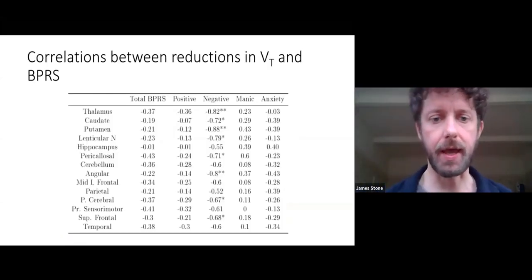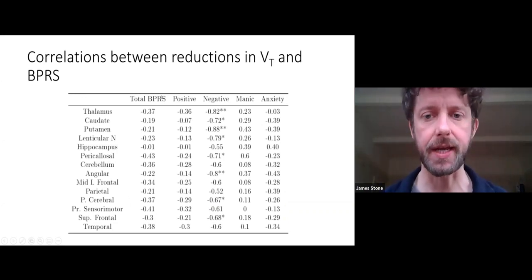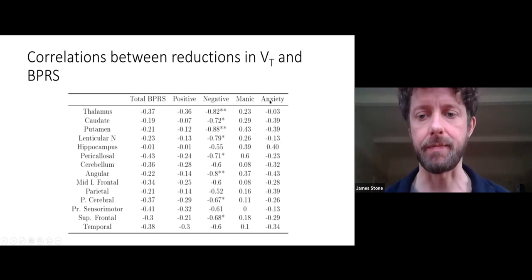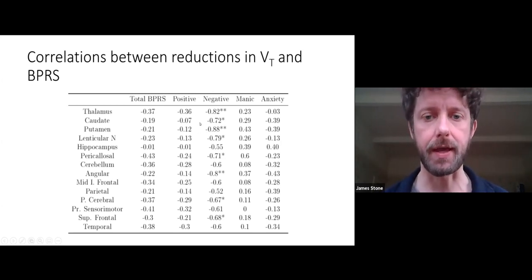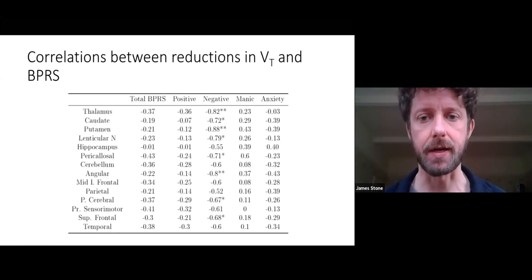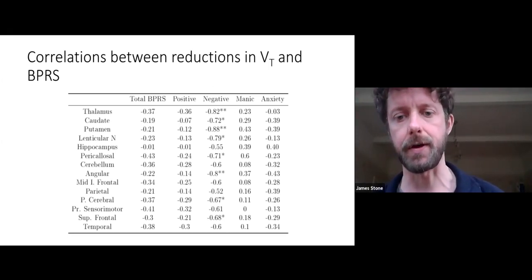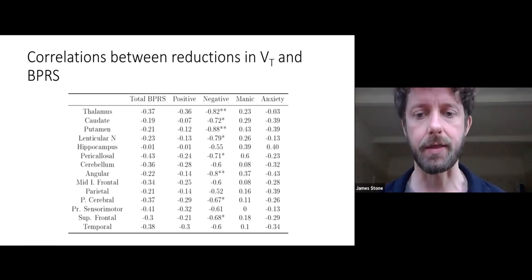We also looked at the correlations in terms of changes in this ketamine binding to the NMDA receptor and schizophrenia-like symptoms. So we used this scale called the Brief Psychiatric Rating Scale, BPRS, which has positive, negative, manic, and anxiety scales. And we found that these reductions in volume of distribution correlated just with negative symptoms. So the more withdrawal type of symptoms that are seen in chronic schizophrenia seem to be the ones that were correlating most closely with this binding.